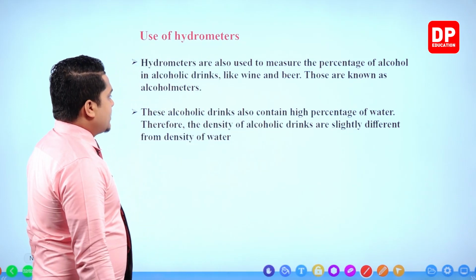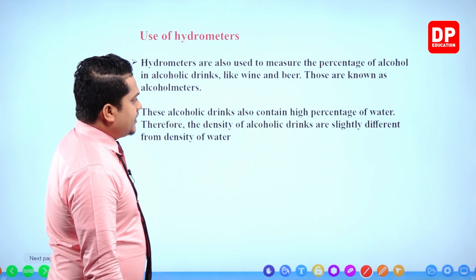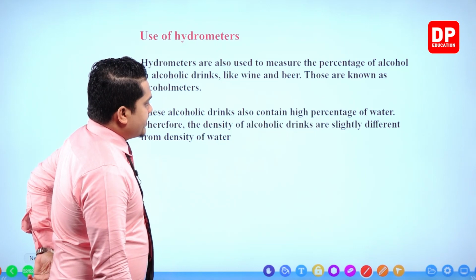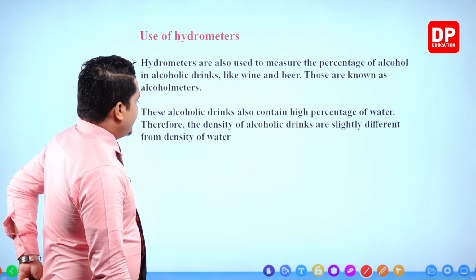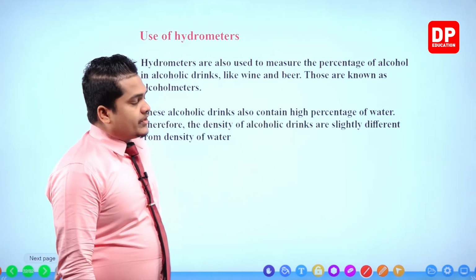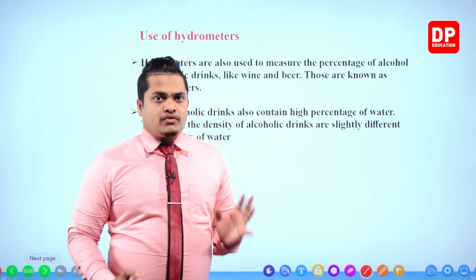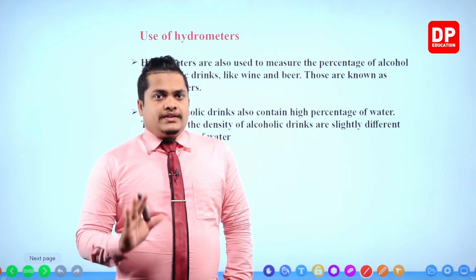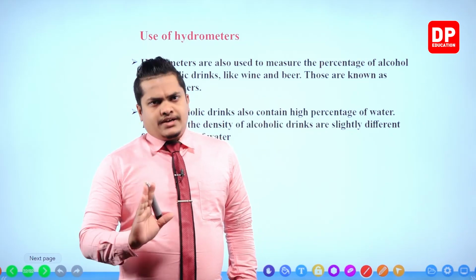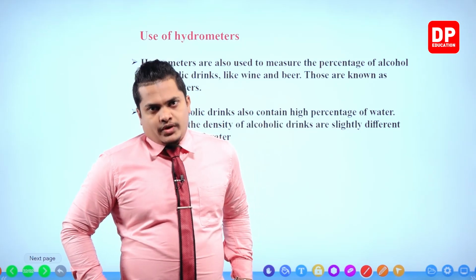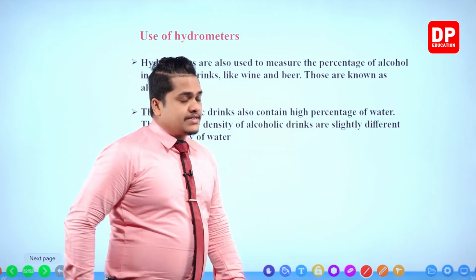Then the next one. These alcoholic drinks also contain a high percentage of water. Therefore, the density of alcoholic drinks is slightly different from the density of water. It contains some amount of water, so the density is somewhat different than water, as it contains different substances. So this is the second use.